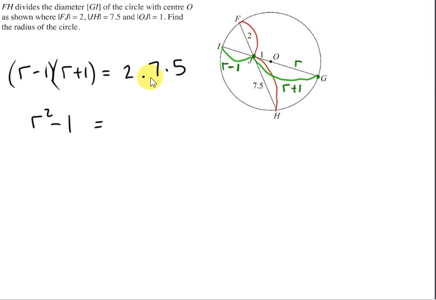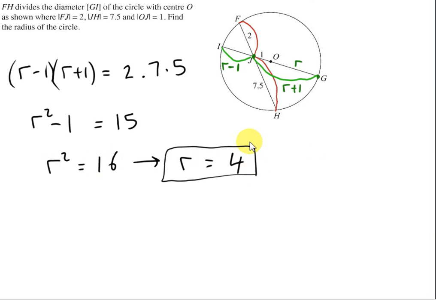2 times 7.5 is 15. So this very nicely works out to R squared equals 16, from which we get R equals 4. Of course we get minus 4 as well, but that's not a legitimate answer in this case. We're dealing with lengths of lines, so we have to have positive values. So this distance here must be 4 plus 1, which is 5, and this distance here is 4 minus 1, which is 3. 5 3s are 15.